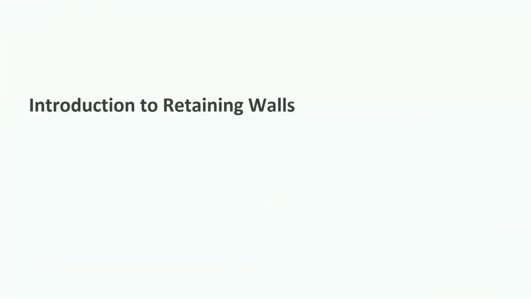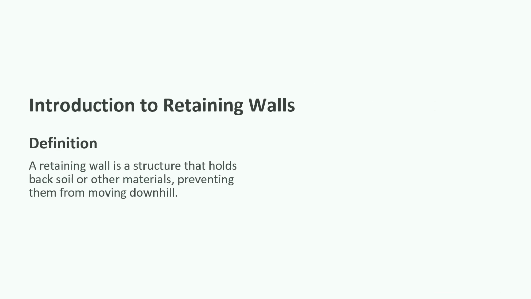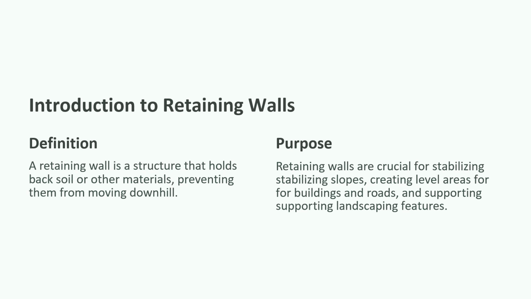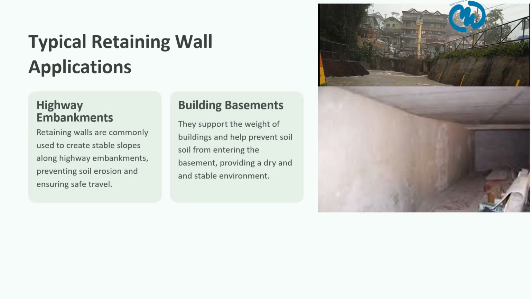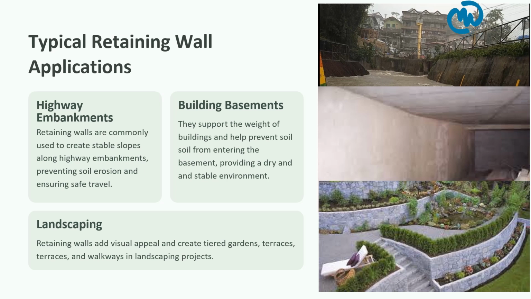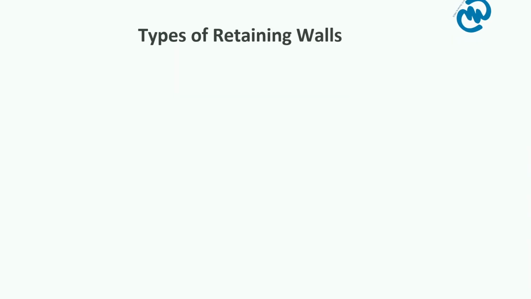Let's start by defining what a retaining wall is. Essentially, a retaining wall is a structure that holds back soil, allowing engineers to create stable ground levels where natural slopes would otherwise exist. These walls are used in various applications, from creating space for roads and buildings to landscaping and flood control. There are different types of retaining walls, each tailored to specific conditions.